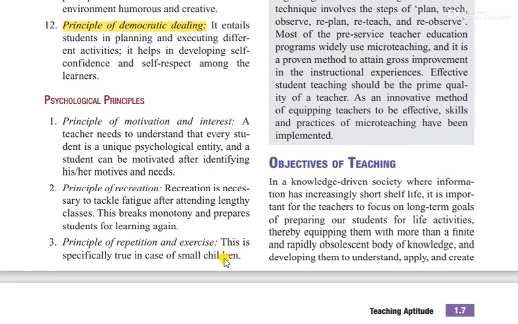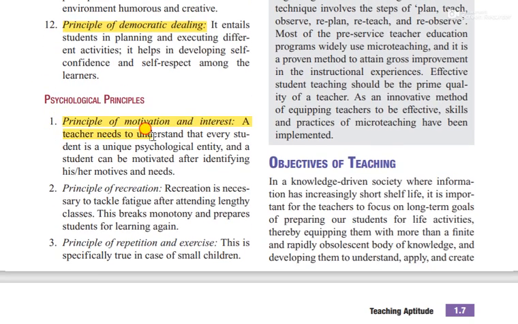Now we are going to discuss the psychological principles. The first one is the principle of motivation and interest. Basically, those were the general principles of teaching; now, how can we play with the psychology of the students? We should try to motivate. In modern classrooms and modern teaching methods, it is assumed that the teacher is the motivator, the teacher is actually the facilitator.